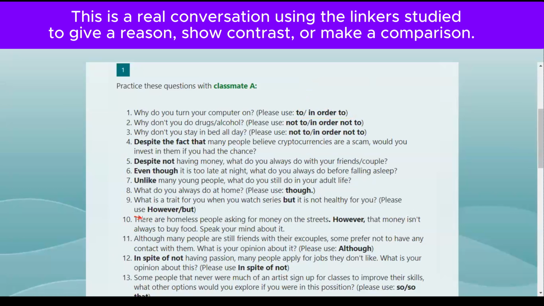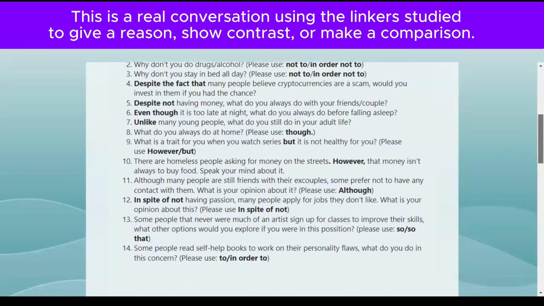Let's say there are homeless people asking for money on the streets. However, that money isn't always used to buy food. Speak your mind about it. Unlike a lot of people, they need the money for food and use it that way.